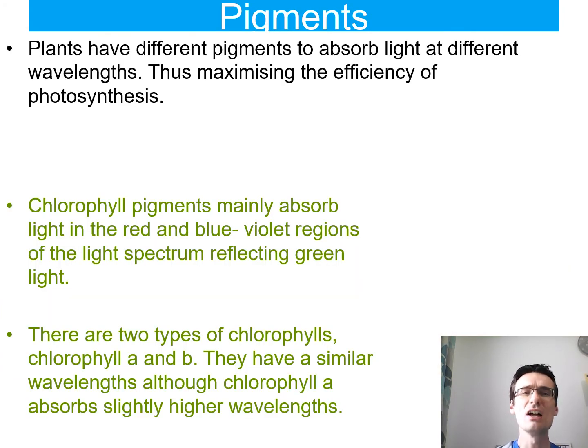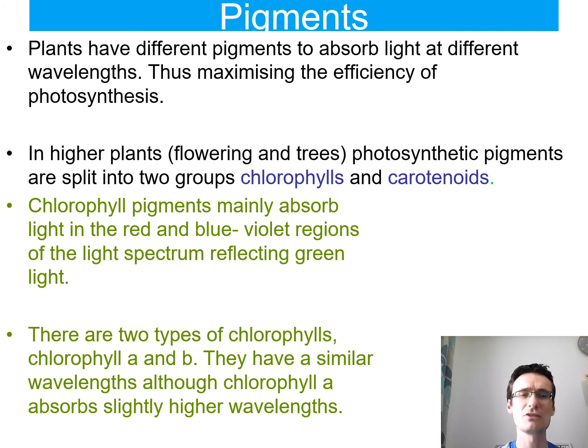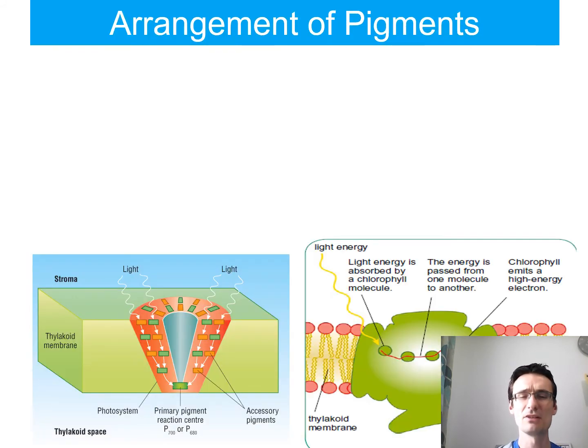So, what we're talking about with pigments: these are what we call pigments, which absorb different wavelengths of light, and that maximizes the rate of photosynthesis. A lot of people get confused with this, but we do need to spend some time ensuring we understand it. There are two main groups in higher plants, which means flowers and trees, and they are chlorophyll pigments, which generally absorb the light of red and blue-violet regions, and they reflect green. Hence, chlorophyll leaves look green to us. And there are two types of chlorophyll there, A and B. But basically, they absorb very slightly different wavelengths of light to the maximum level.